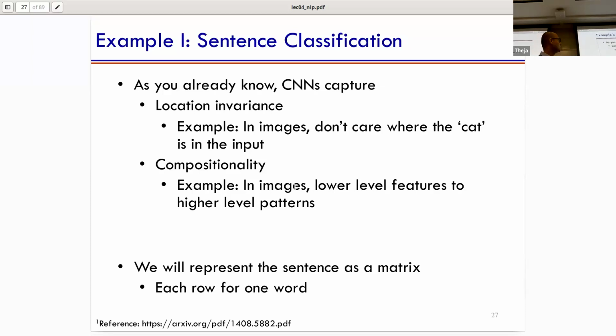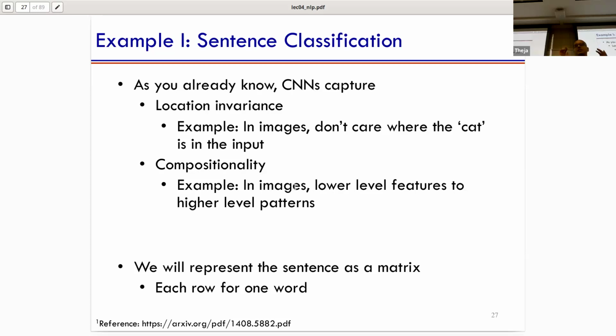So this was just why CNNs, because they have some properties in images. Maybe they're similar properties that we can exploit for text. But how do we do that, right? So ignore the first bullet point. The second bullet point is important for us.